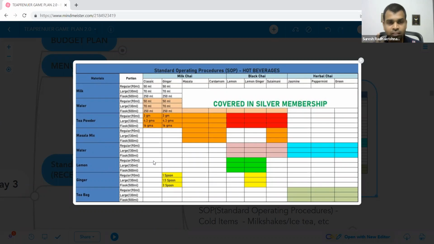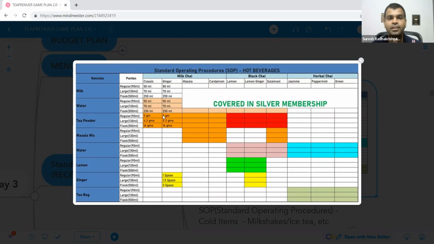Next is ginger, the same thing. For 130 ml and 500 ml, the same calculation is multiplied. Let's look at classic tea. For 130 ml, you will need 70 ml of milk, 70 ml of water, and 4.3 grams of tea powder. And for a flask, for 500 ml, you need 250 ml of milk, 250 ml of water, and 16 grams of tea powder. Okay, so that's with respect to classic tea.